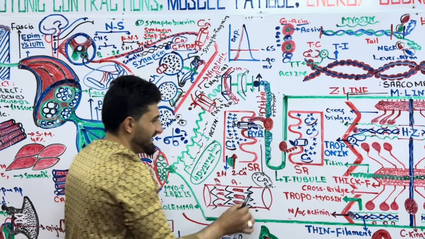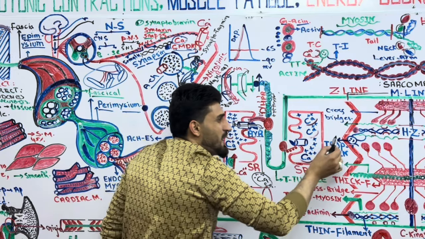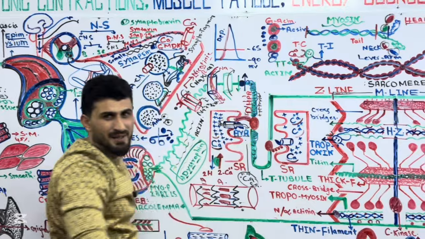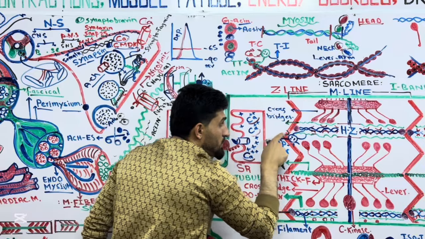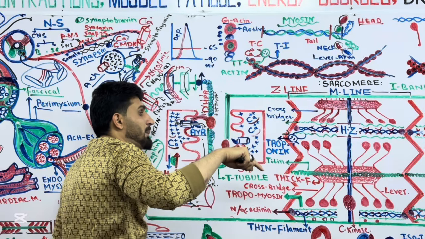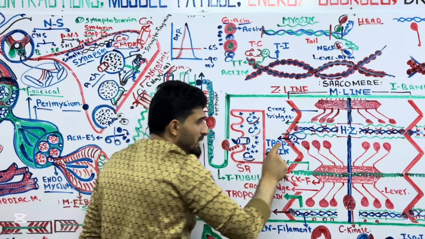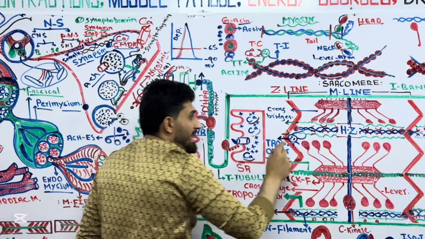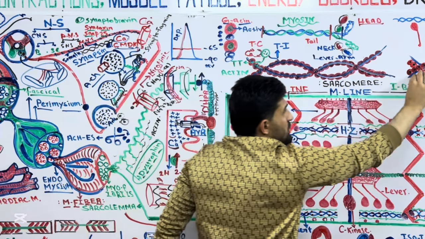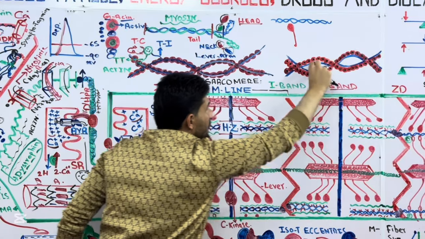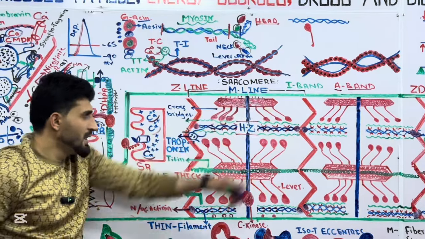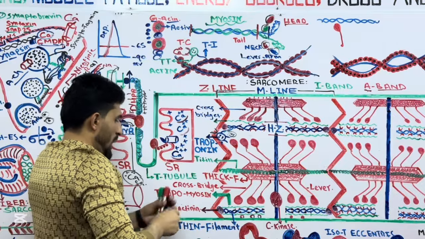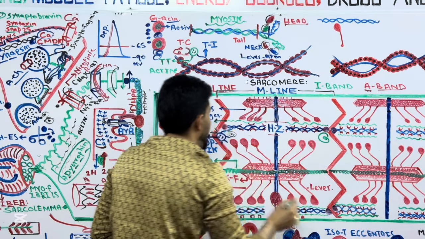Now, these calciums bind to troponin. To which part of troponin? To the troponin C part. When a lot of calcium binds to the troponin C part of the troponin protein, it causes conformational changes in this troponin protein, and due to this change, the tropomyosin goes deep into the groove between the two thin filaments. And now this tropomyosin will be moved away from this area with the help of troponin.